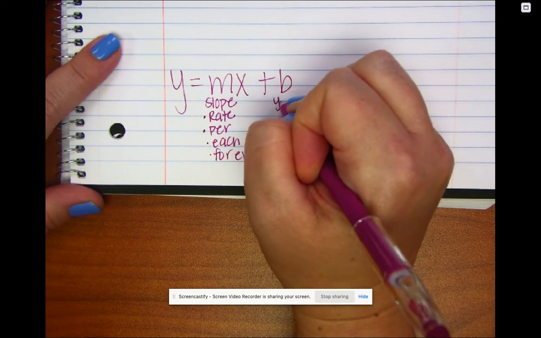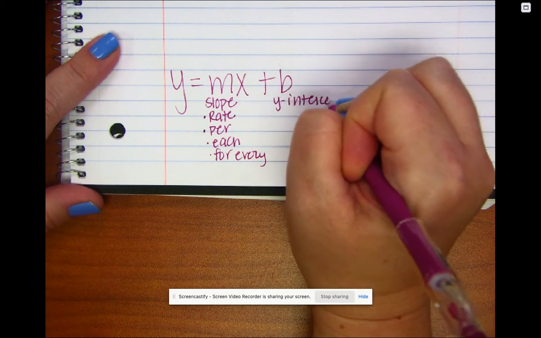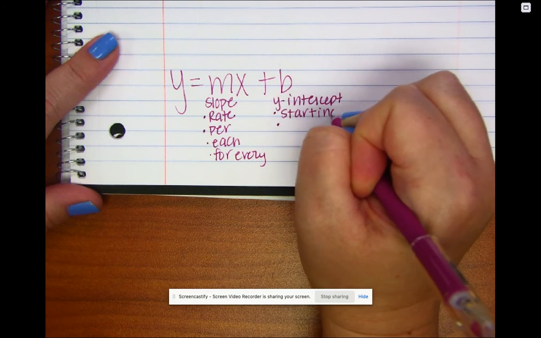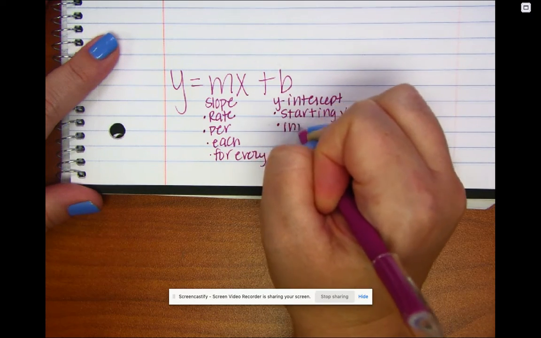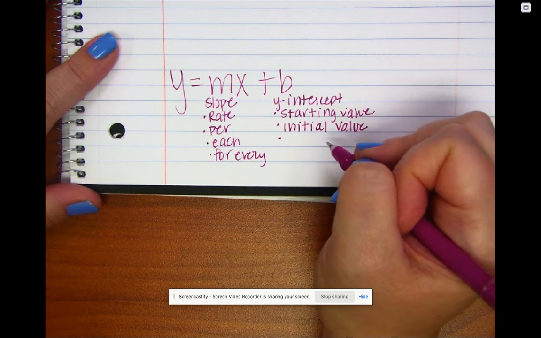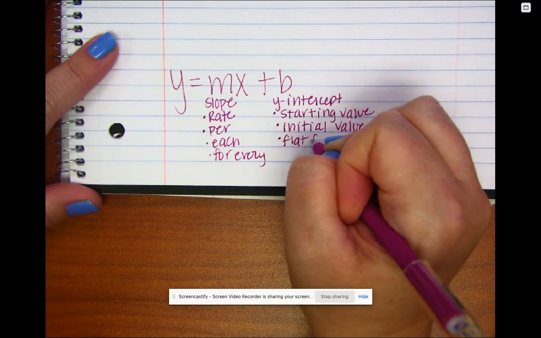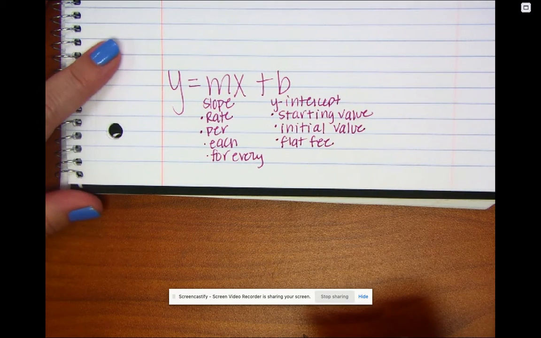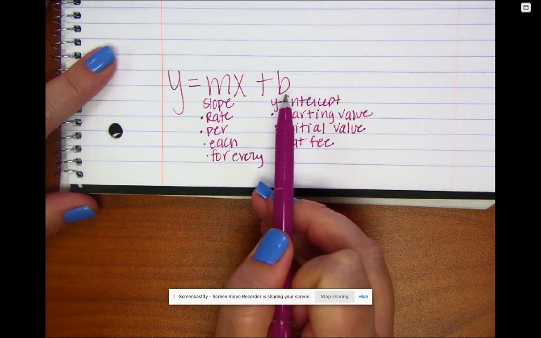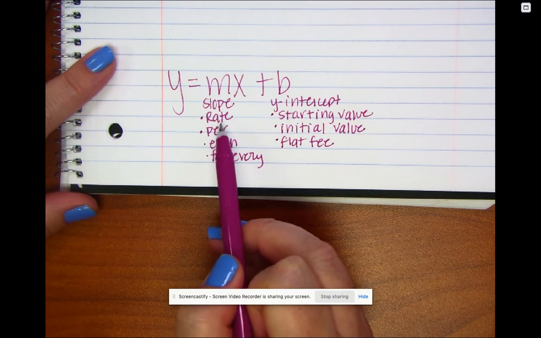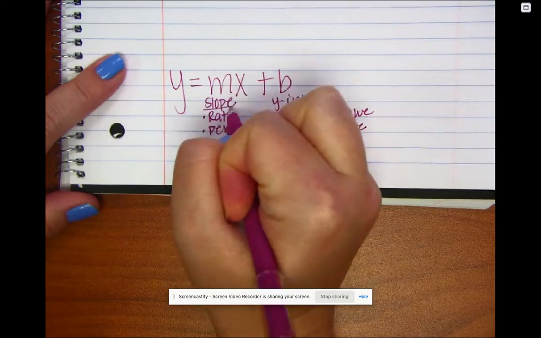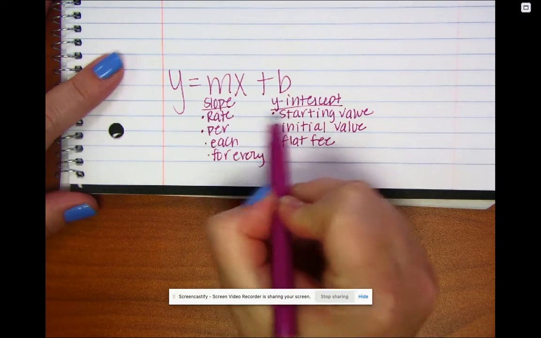For our y-intercept, keywords like start or starting value. We look for initial value, starting point. Sometimes this is a flat fee if we're looking at problems where there may be money involved. You might have to pay a delivery fee, plus you have to pay for each pizza that you buy. And so that delivery fee is you pay one time. The pizza is the rate. For each pizza you pay a rate. And so these are some keywords to help us figure out what is our slope and what is our y-intercept.